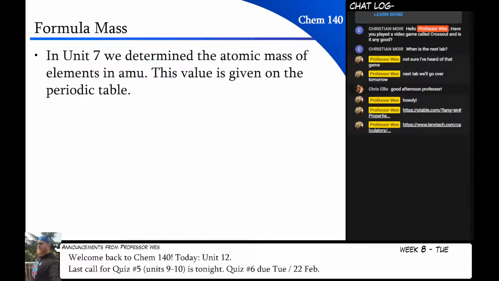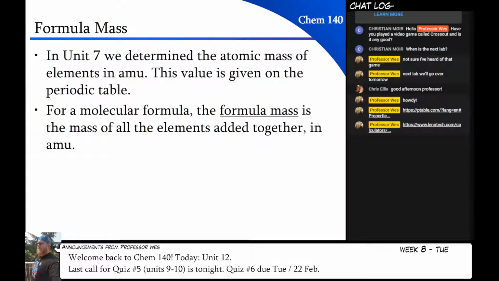Way back in Unit 7, we were calculating the atomic masses of elements on the periodic table in regards to all the different isotopes that were available, their percent abundances and their individual masses, so we could get the average weight of each atom based on all those isotopes. What we're now going to do is do this for a formula. So instead of just saying, oh, carbon is 12.011 AMU, because that's what ptable says, we are instead going to get a formula and sum everything together.